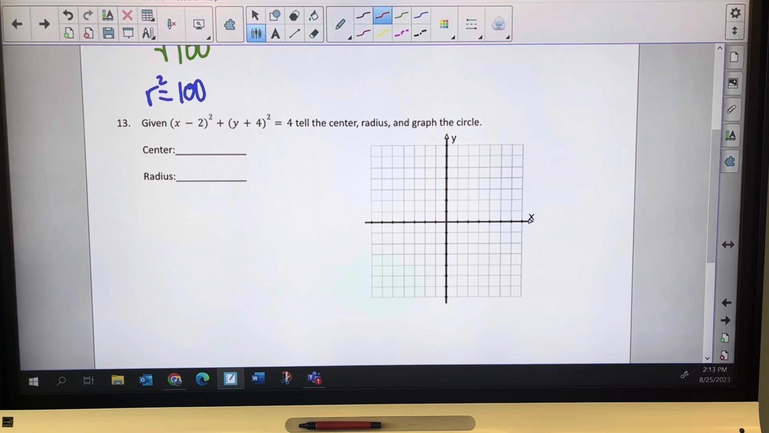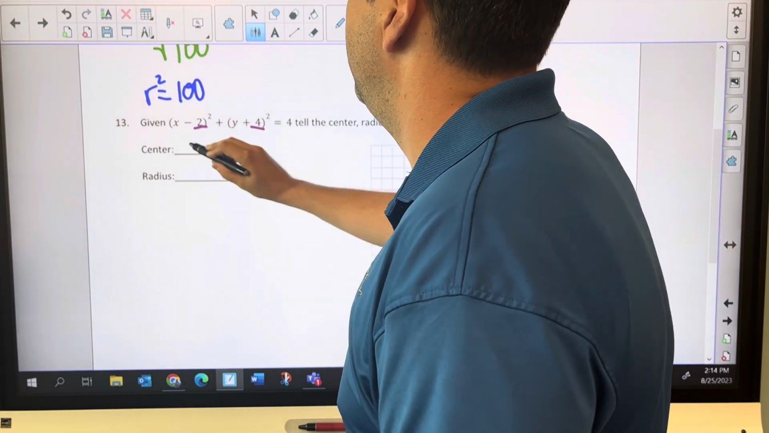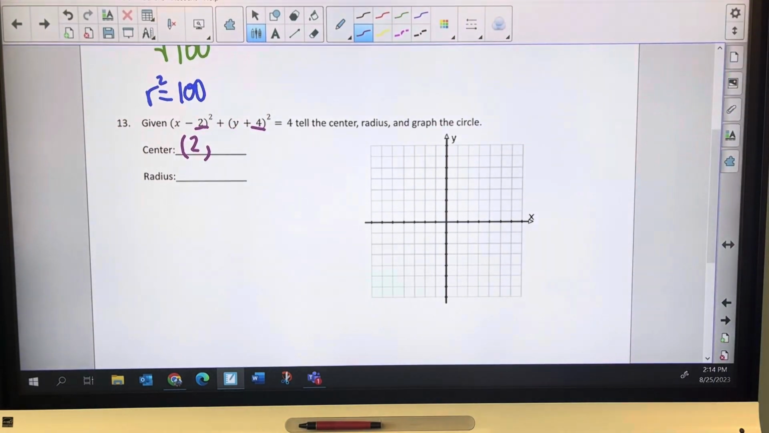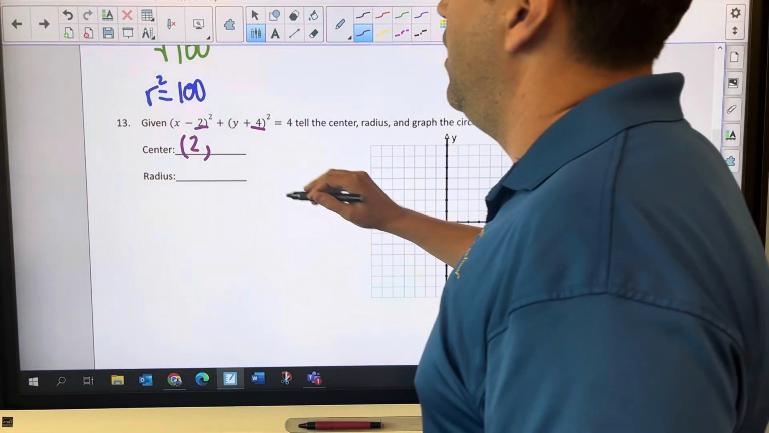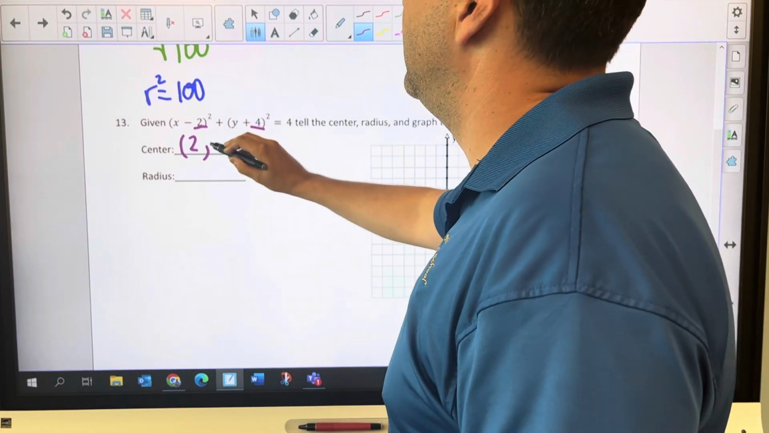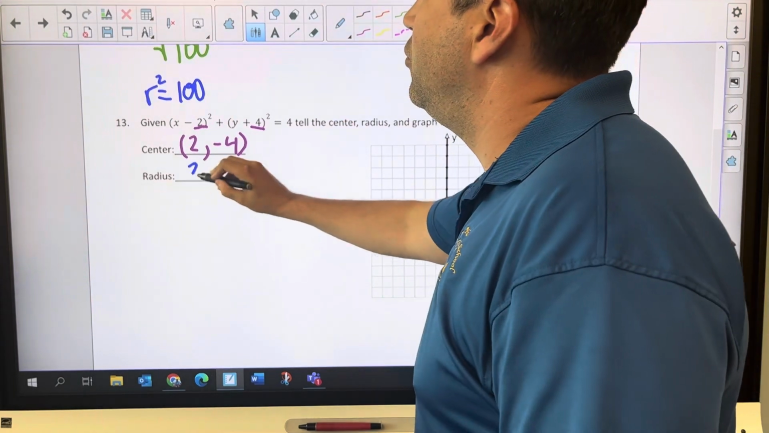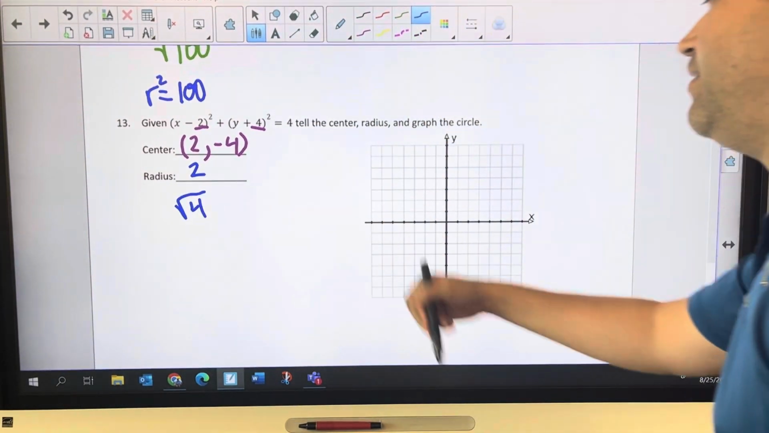And here we go. We're given the equation. We're asked for the center, the radius, and the graph. All right. Center, we've got (2, 4). Want to make sure that we are thinking about it the right way because it says minus 2. That center is at positive 2. It's what creates 0 in those parentheses. We got negative 4. Same reasoning. Our radius is 2. Don't forget to do the square root of 4 to get that 2.